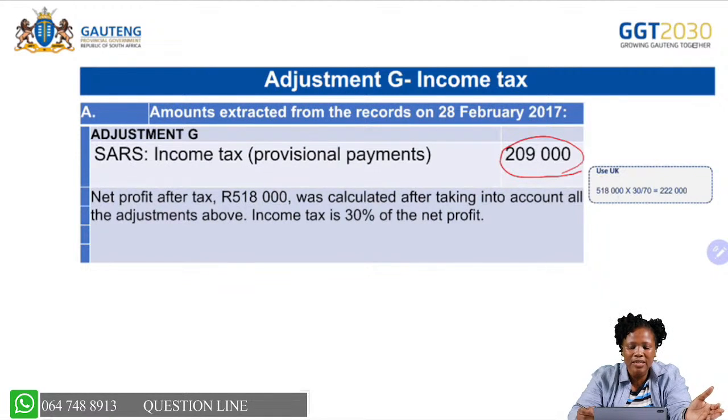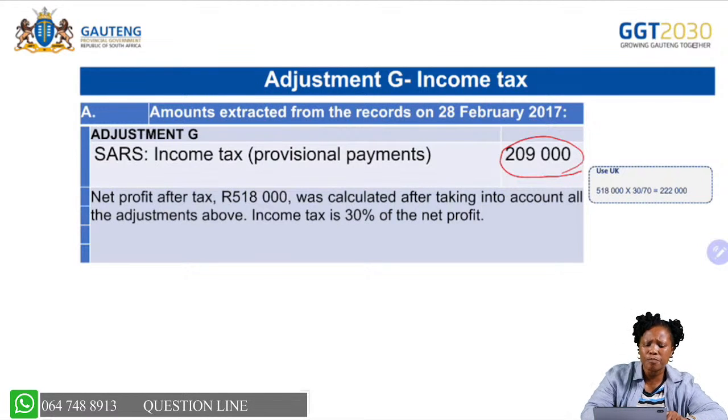518,000 is the amount that has been given to us. It's a known figure. What are we looking for? We are looking for the taxation. And 30% is our tax. 30% is equivalent to tax. Therefore, because we are looking for tax or taxation, we will multiply. This is going to be our numerator. We'll multiply by 30, and we are going to divide by 70.